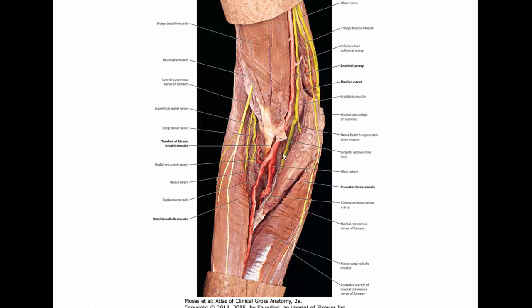Here's the median nerve going medial through the cubital fossa. And here's the brachial artery, which is intermediate. All of this muscle here is the brachioradialis, actually already a forearm muscle. And we'll also discuss the rest of the muscles and structures as we move on into the forearm in the next segment.